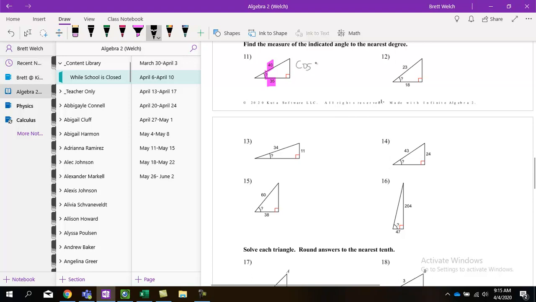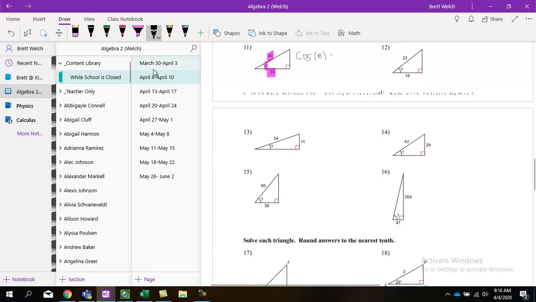Now what you have to do is set up the cosine of your unknown angle and say what does it equal? Then once that's done, we can take the cosine inverse of your fraction and it should give you the angle. If you're getting angles bigger than 90 degrees, you're wrong. If you're getting negatives, you're wrong. It's going to come out as a number between 0 and 90 because it's in a right triangle.